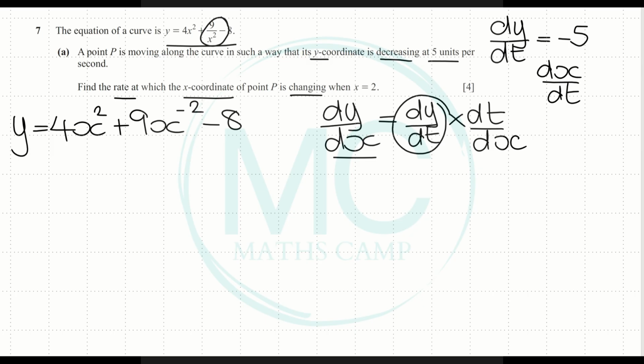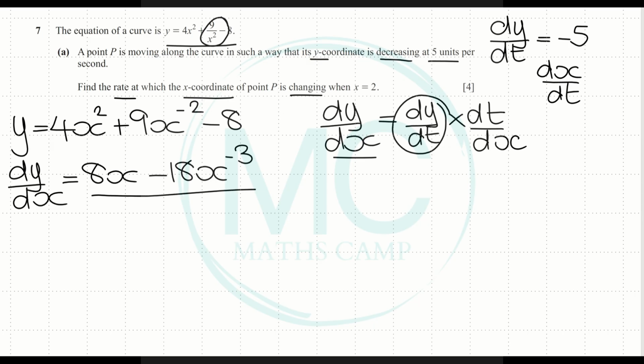And now we can find dy over dx. You can say dy over dx is equal to 2 times 4 is 8. This becomes 8x. -2 multiplied by 9 is -18. This becomes -18x with an exponent of -3. And our constant falls away. So this is the equation for the derivative.